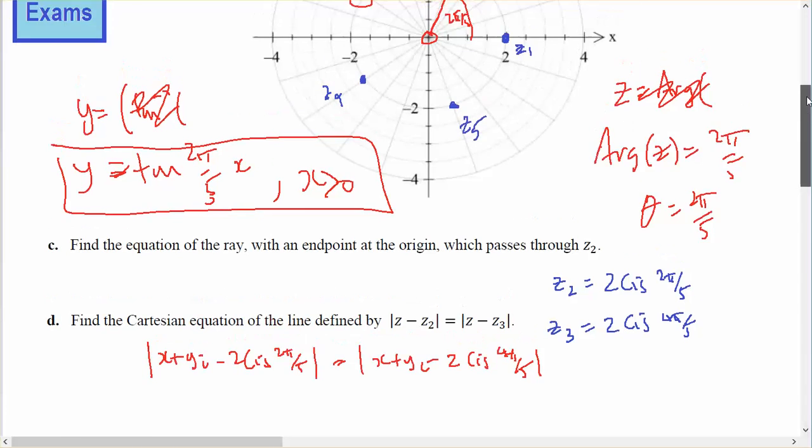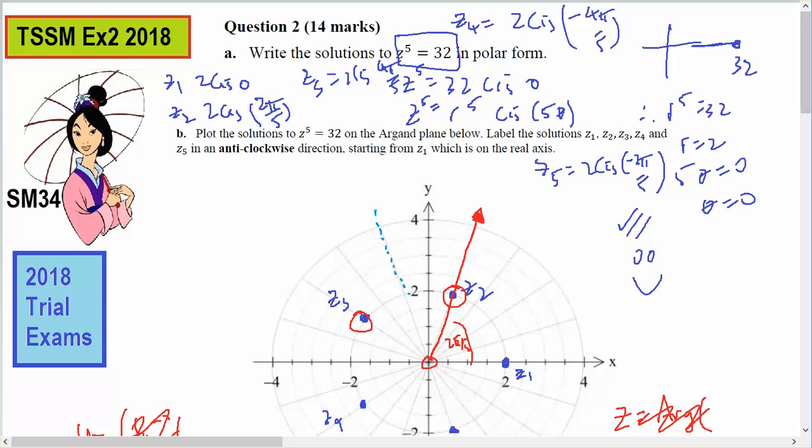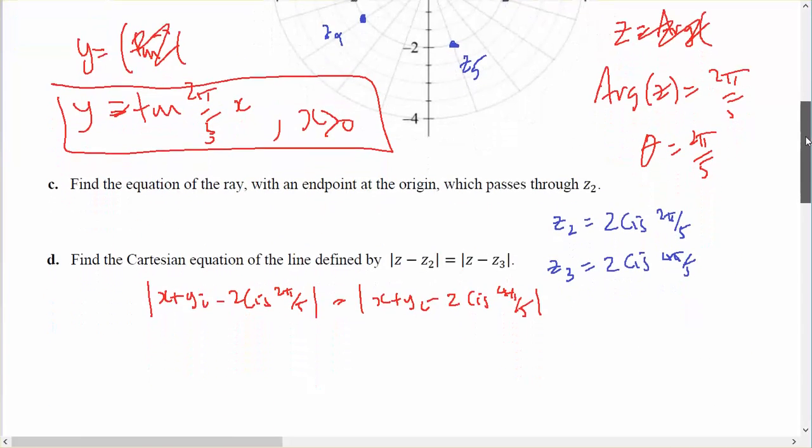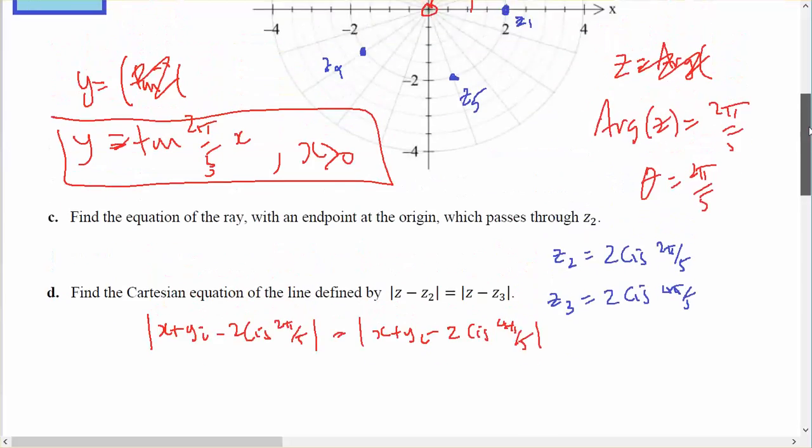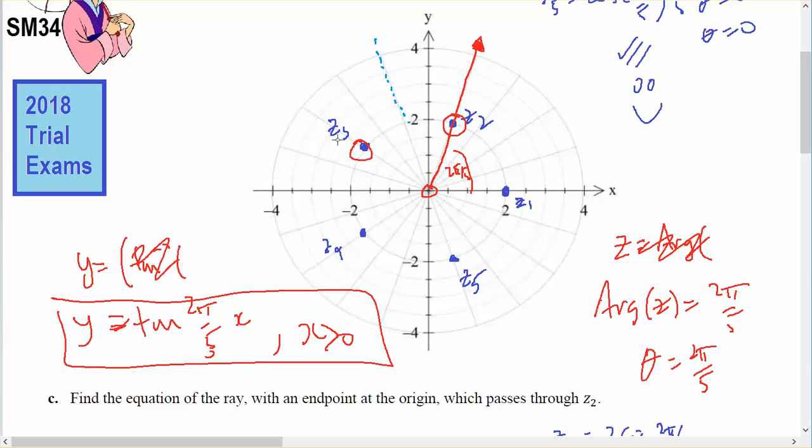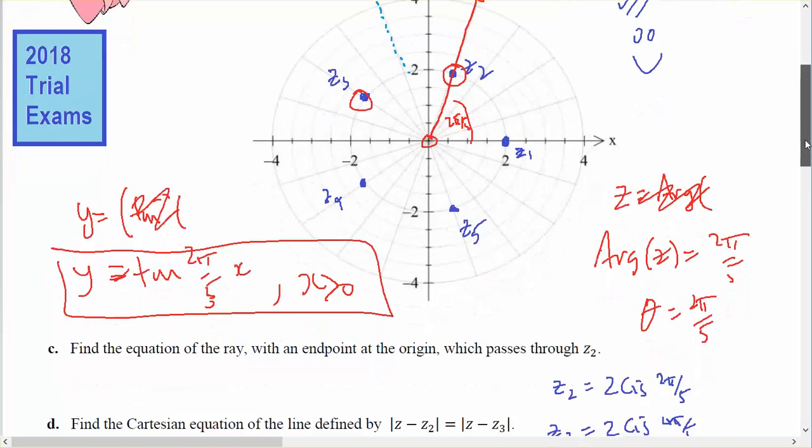This is for Year 12 Specialist. It is the TSSM Exam 2, Question 2. I've done A, B and C in a previous video. This is D and E. So we have our 5 complex roots of 32.